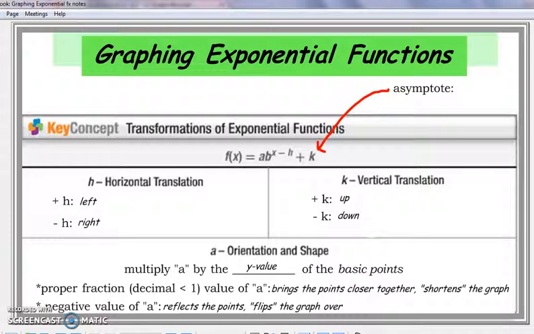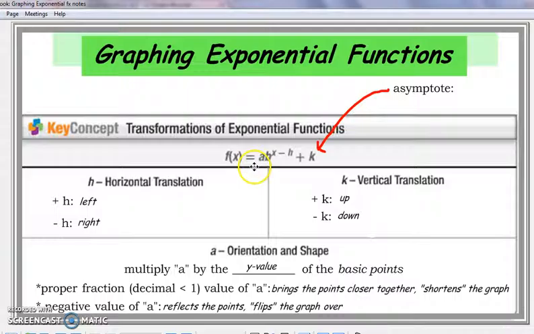Okay, so graphing exponential functions. This is the part that you will be filling in the blanks on your guided notes. You do not have any of this filled in. So here is our basic equation. Yours is going to be even smaller, and we'll start talking about these transformations.